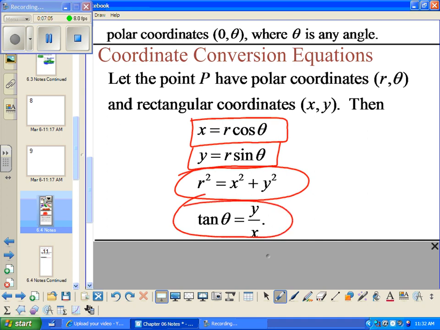So when we're talking about converting from polar coordinates to rectangular coordinates, or vice versa, these are the main equations, the conversion equations we're going to have to use. So we'll be reverting back to these often.